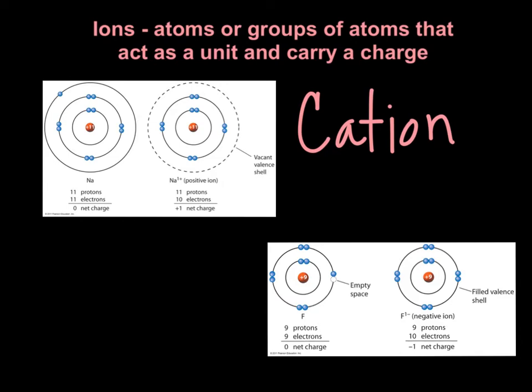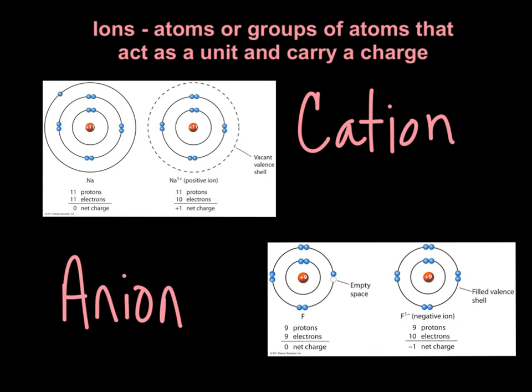Also recall that when we have an atom that gains electrons or forms a negative charge, it's called an anion, and we see that here to the right. So here's our example with fluorine. An atom of fluorine has 9 protons in the nucleus and 9 electrons in the energy levels. So that gives it a net charge of 0. And we can see here in this outer energy level there's space for one more electron.